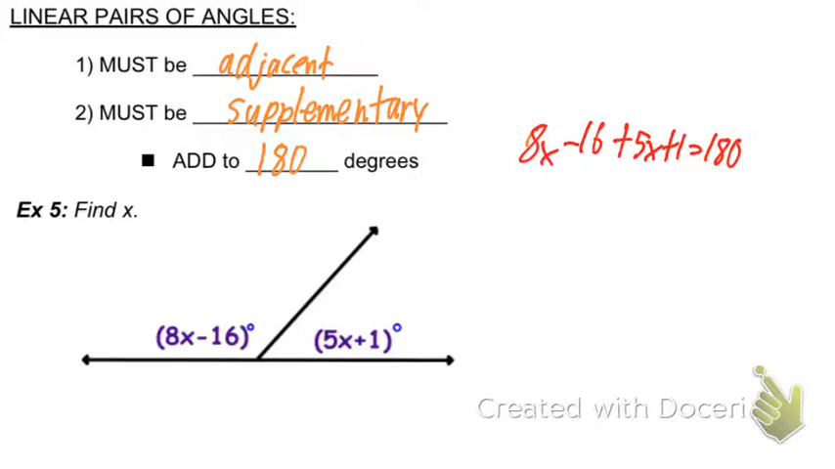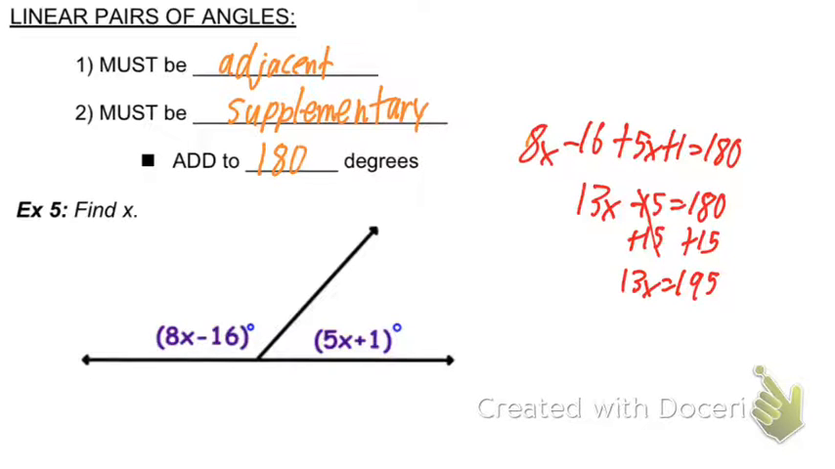We're going to combine like terms. 8x and 5x give us 13x. Negative 16 and 1 gives us negative 15. That's still going to equal 180. Add 15 to both sides. 13x is equal to 195. Divide by 13. And x is 15.